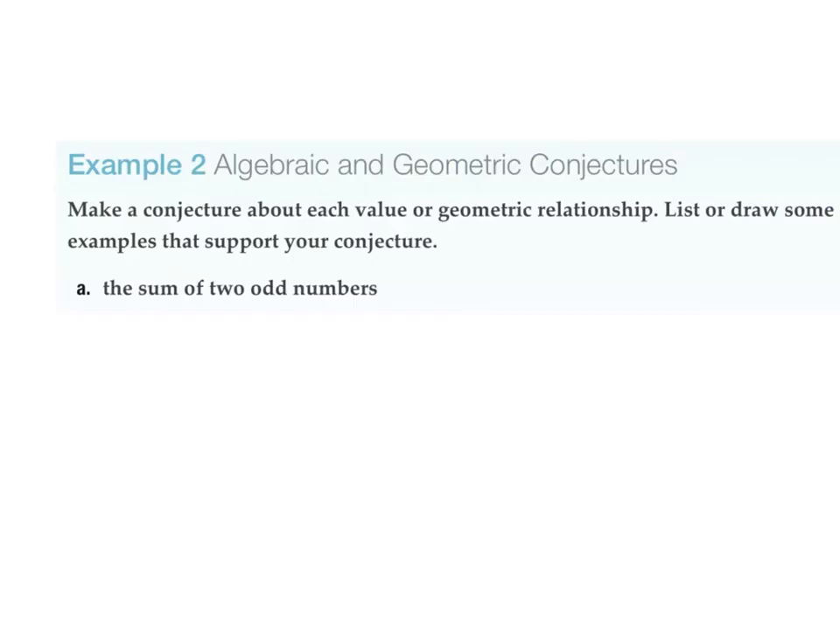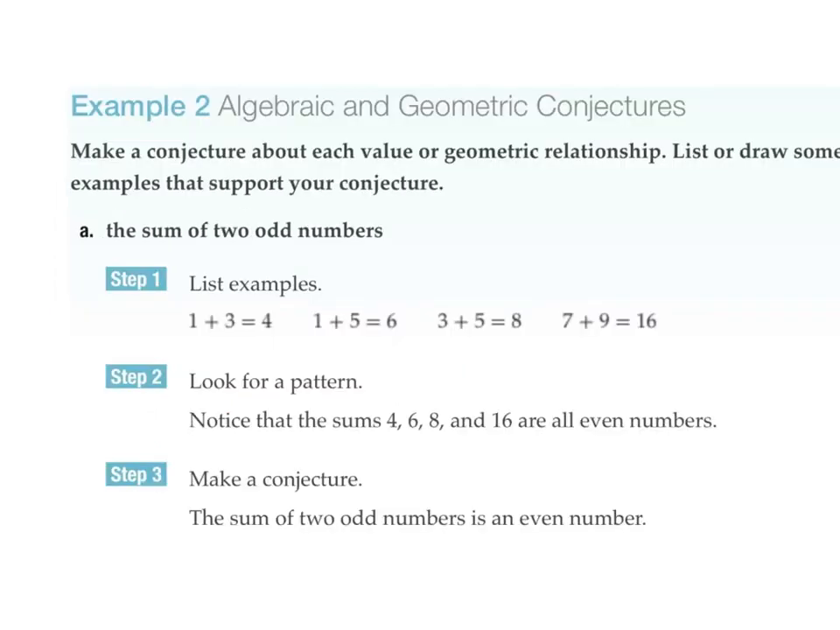Here is a typical example question. Make a conjecture about the value of each geometric relation. List or draw some examples that support your conjecture. Here is the sum of two odd numbers. Well, then all you have to do is set it out. But typically students make wild and wonderful numbers up. Just start with the lowest. So 1 plus 3 will give you 4. 1 plus 5 will give you 6, etc. See how you go. And here's the perfect solution, making a conjecture.